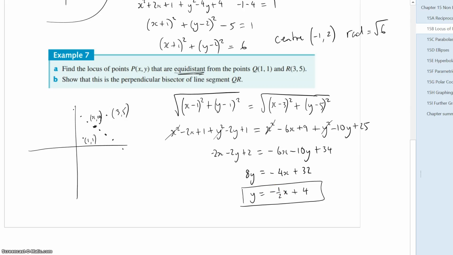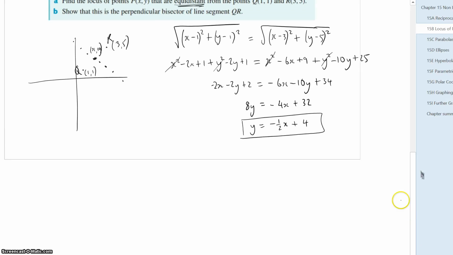The next thing I'm asked to do is show that this is the perpendicular bisector of line segment QR. This one here is Q, this one here is R, and I'm asked to show that this line bisects, cuts exactly in half, so those distances are the same, and that it's also perpendicular. I already know it bisects, because I know these distances have to be the same. But is it also perpendicular?